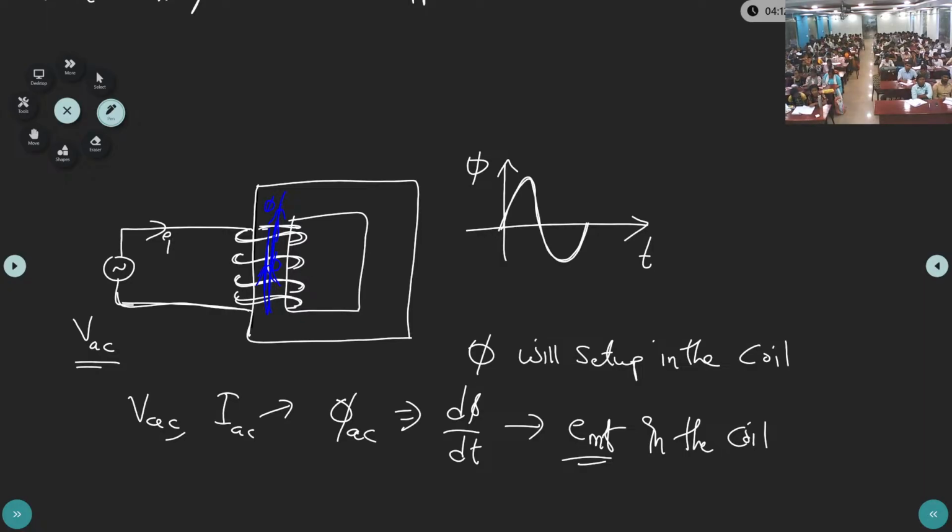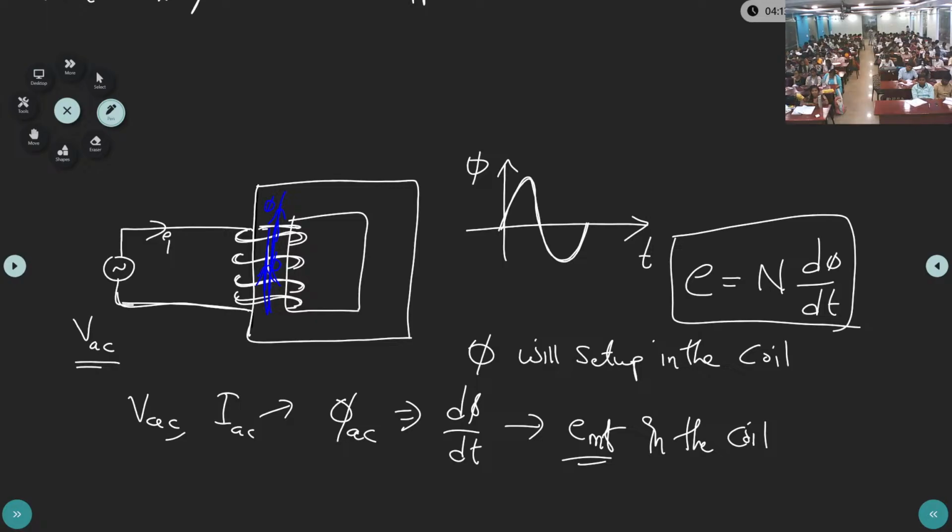Okay, so now the formula for this is EMF is equal to N dφ by dt. This is the principal formula. Magnitude we can find. What is the principle? Flux linking with the coil is changing, and EMF is induced in the coil.